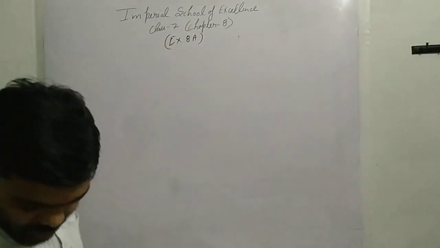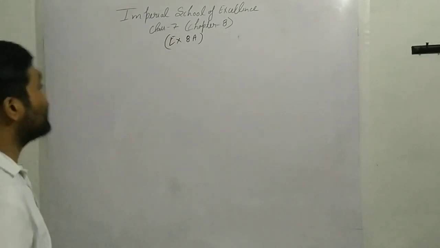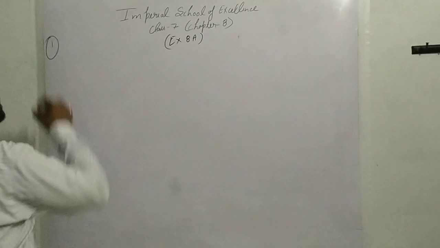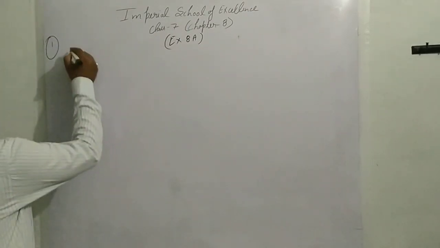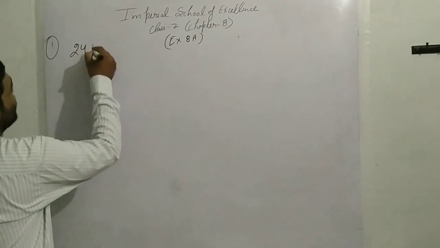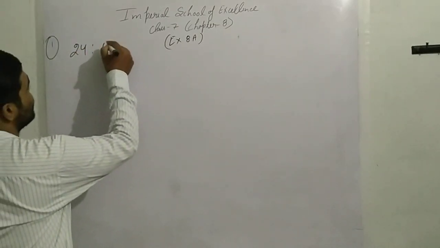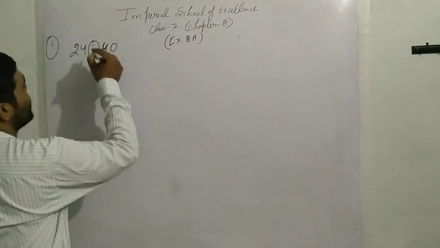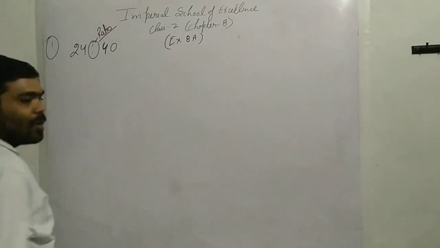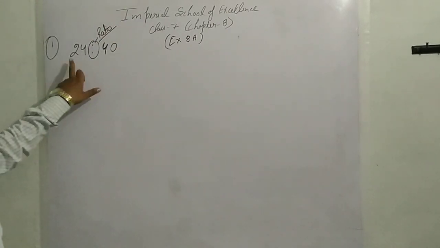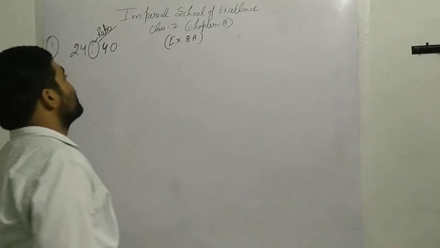Exercise 8A, the first question is given: express each of the following ratios in simplest form. आपको ये सारे जो भी रेशियो दे रखे हैं इसमें आपको सिंपलेस्ट फॉर्म में कन्वर्ट करना है. First one is given to you, 24 ratio 40. This sign is the ratio sign. ये आपका रेशियो साइन है. 24 ratio 40, you have to convert 24 ratio 40 in simplest form.